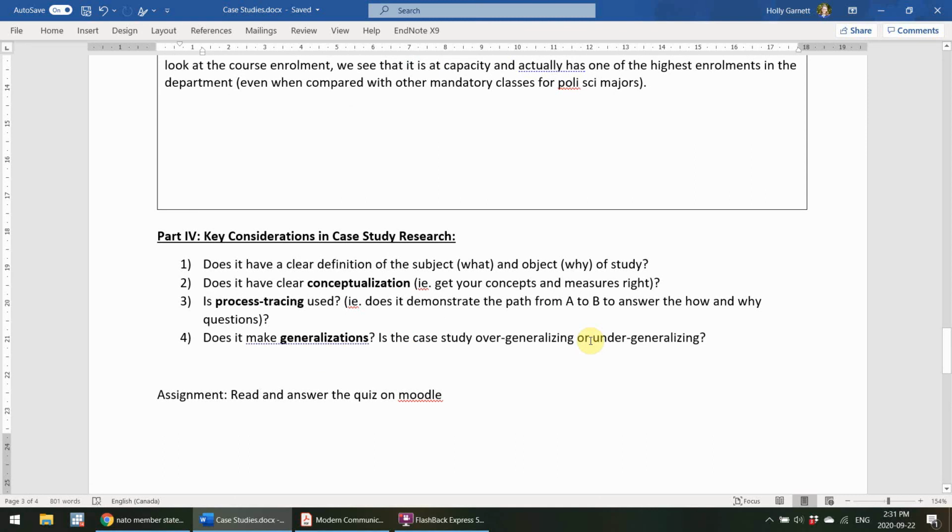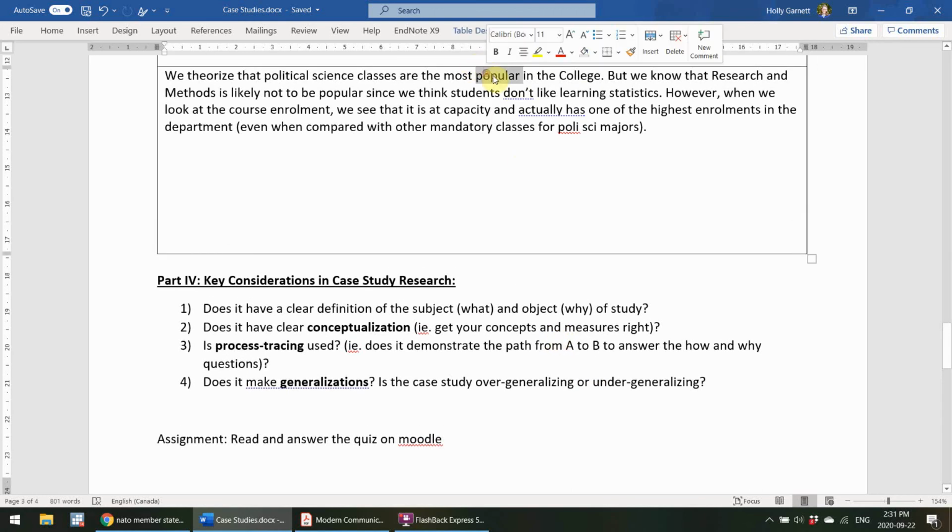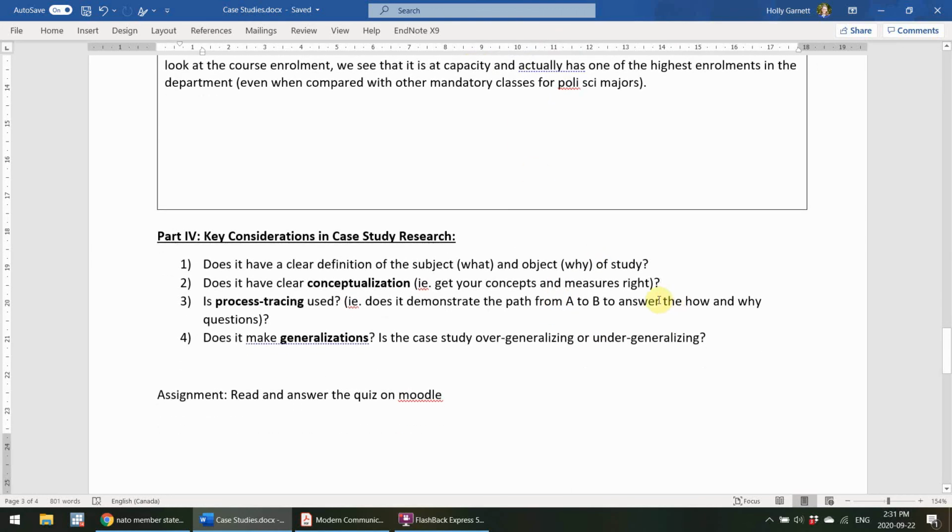Do I have a clear conceptualization? This is where your concepts and measures are going to be super important. What do I mean by popular, for example? What do I mean by the referendum failed? So again, what we learned about last week in conceptualization remains important for case study research.